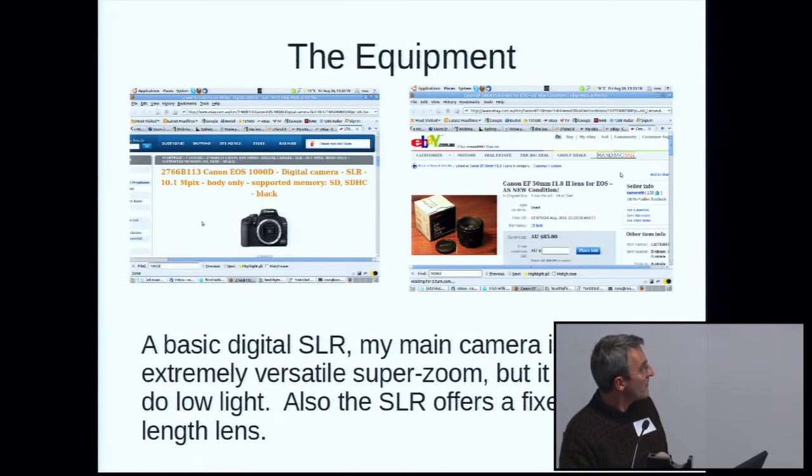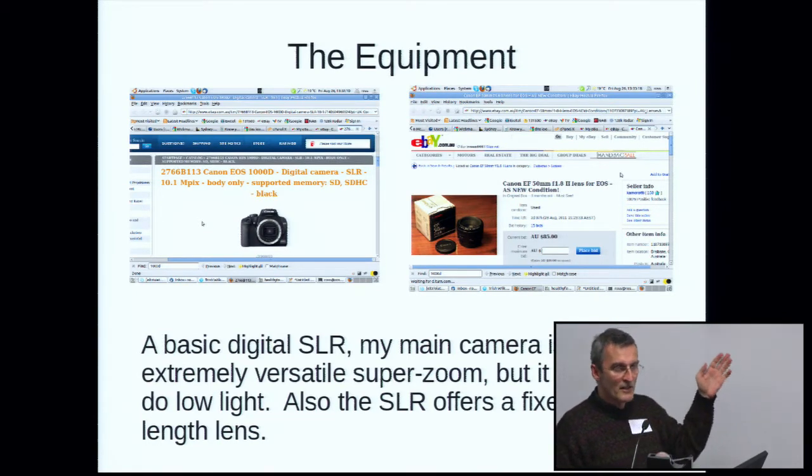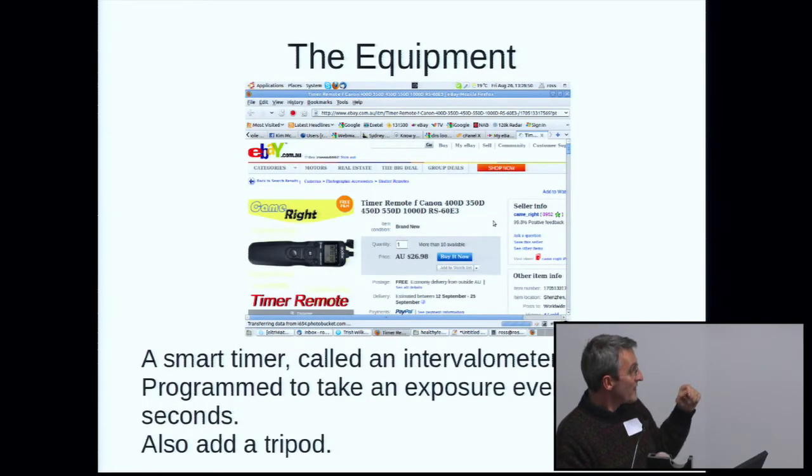I used a basic SLR for this because I need the low light sensitivity, and it's also helpful for managing the images if I've got a fixed focal length lens rather than a zoom, where you're not quite sure where it is, in terms of matching up successive fields. And then this really made it easy. Everything was from eBay. You just program how long the interval between shots is and how many shots, and it just runs, pressing the shutter for you. All I had to do was mind the camera, because once you start the sequence there's nothing to be done.